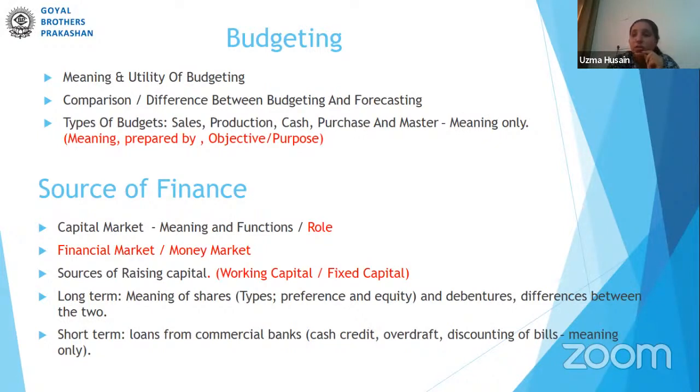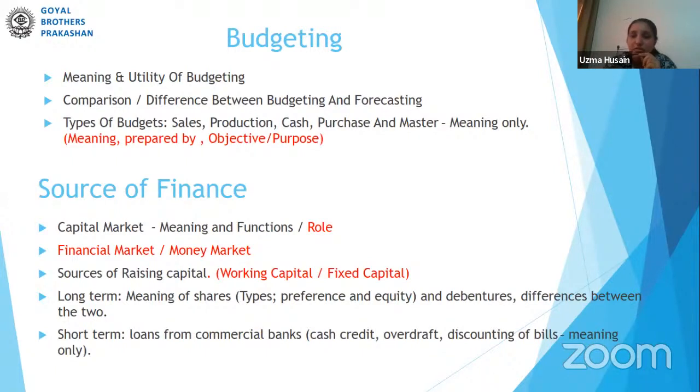I would not go into the teaching details of it. Now, when it comes to revision for long term securities, when we talk about the meaning of shares, types, preference and equity, then we have the debentures. I would suggest telling the students to revise the difference very well between shares, equity, preference, and then debentures.